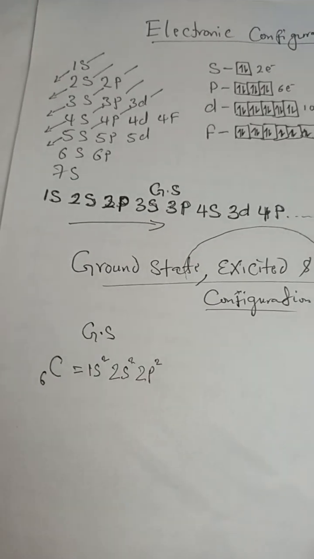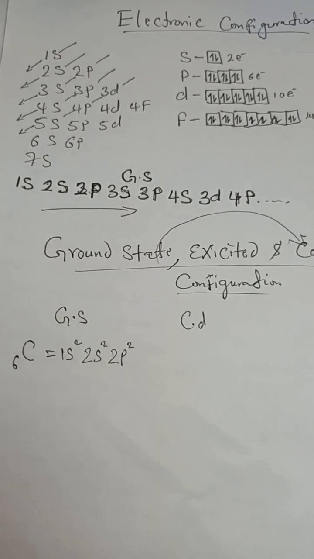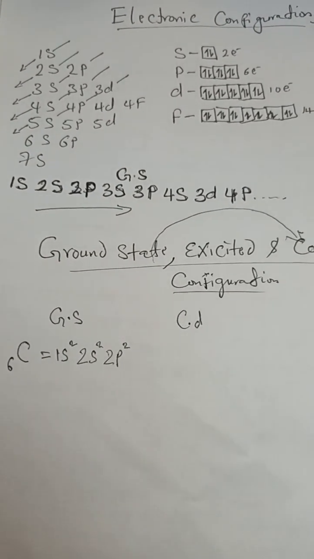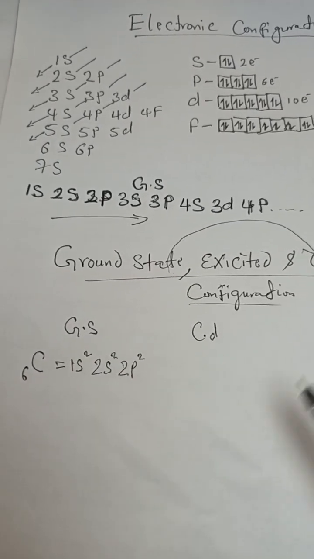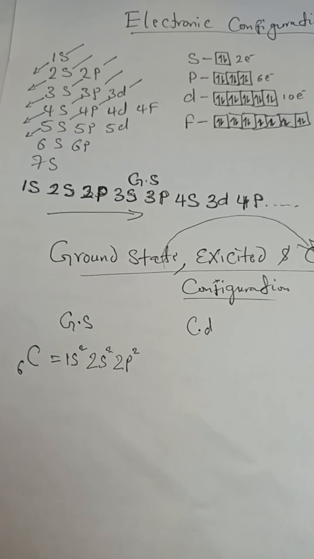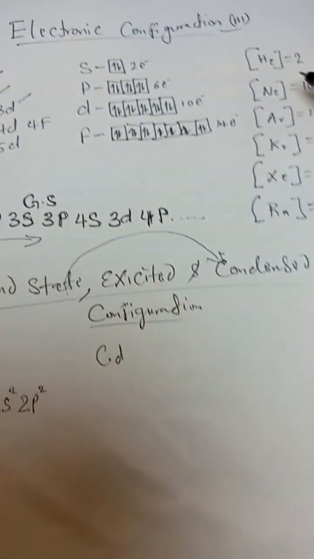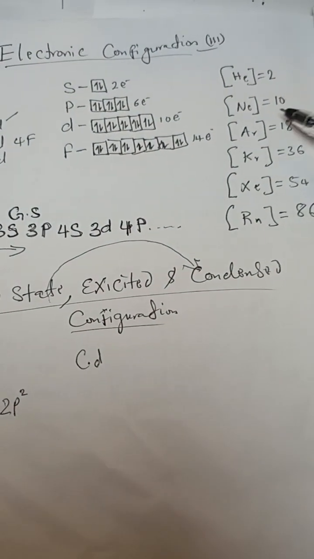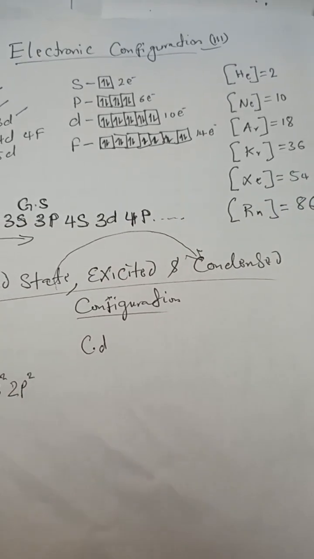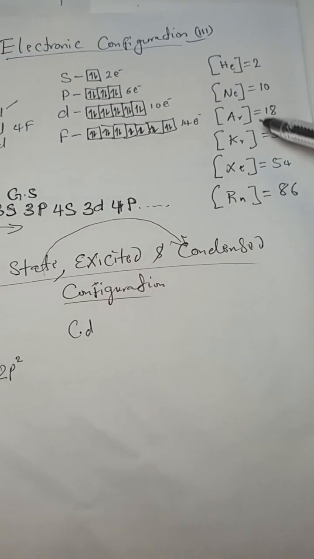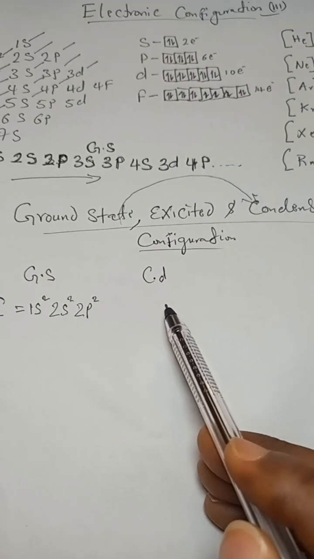Now let's do the condensed form. The condensed form is a shorthand way of writing the full ground state configuration. We represent it with the noble gases. Here we have helium 2, neon 10, argon 18, krypton, xenon, and radon. We are going to use these noble gases as shorthand in writing the condensed form.